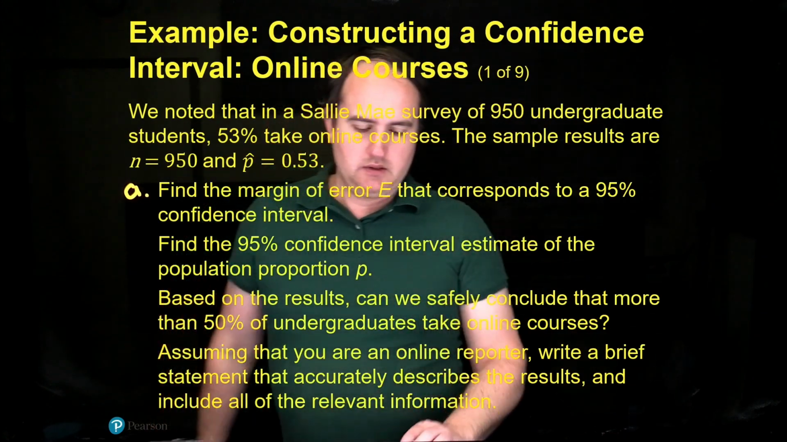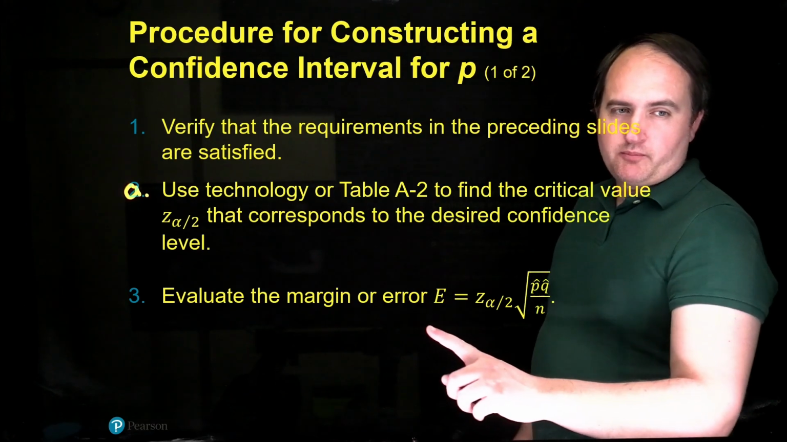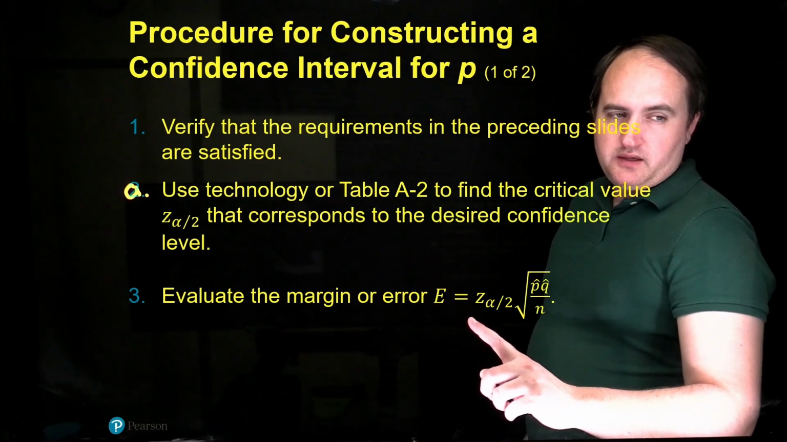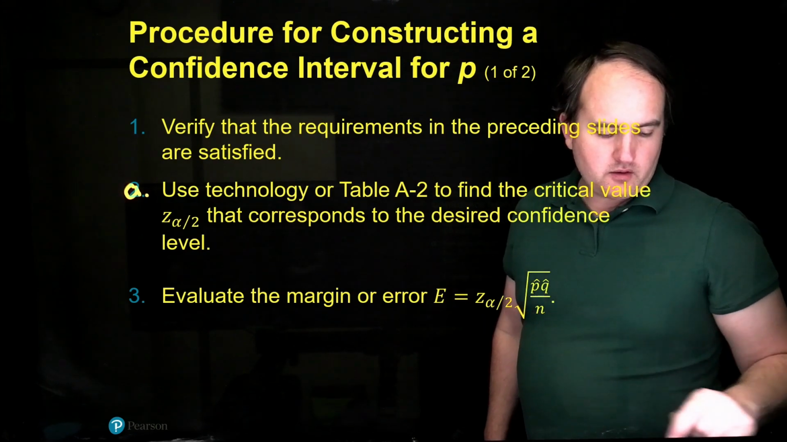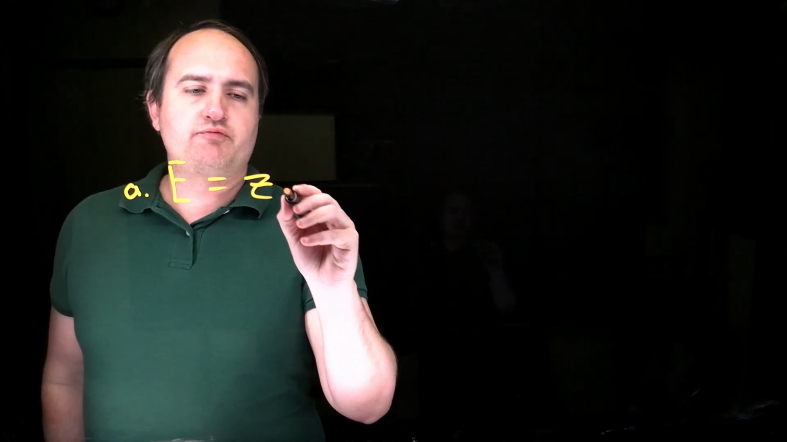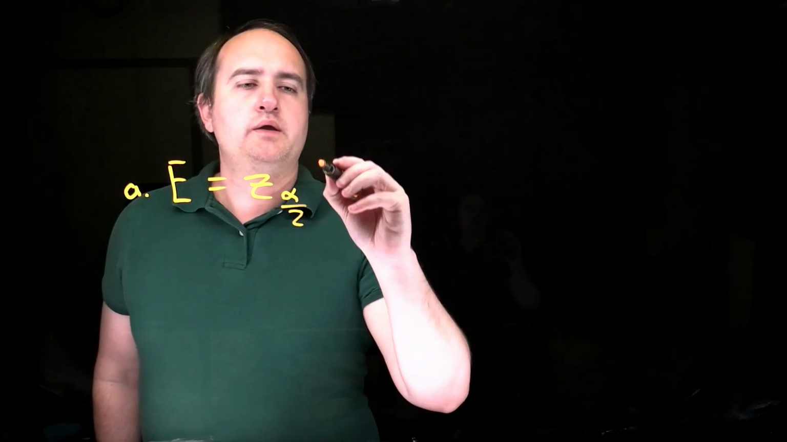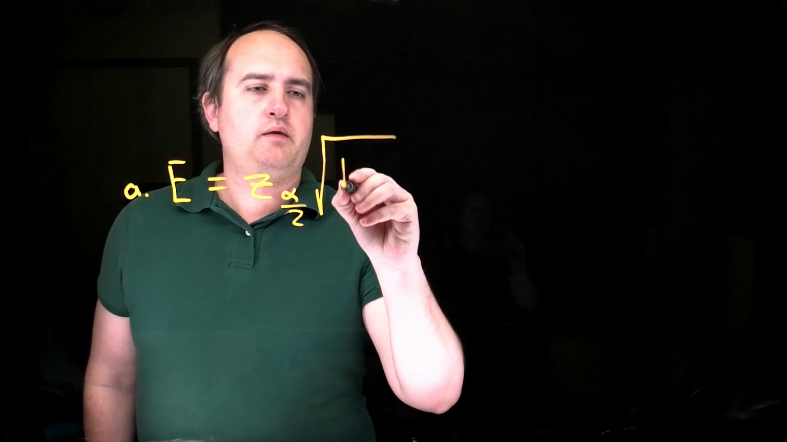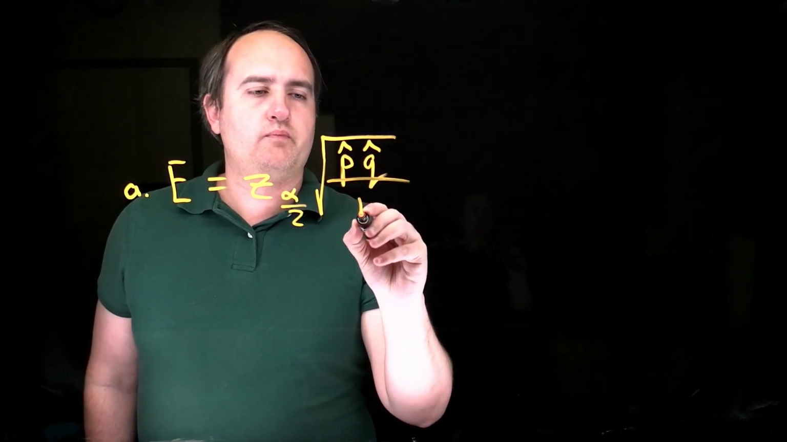Okay, so if we go back to this slide right here, the margin of error E equals z sub alpha over 2 times the square root of p hat q hat over n. Okay, so let me write that down. So margin of error E equals z sub alpha over 2. Remember, z sub alpha over 2 is the critical value times the square root of p hat q hat over n.